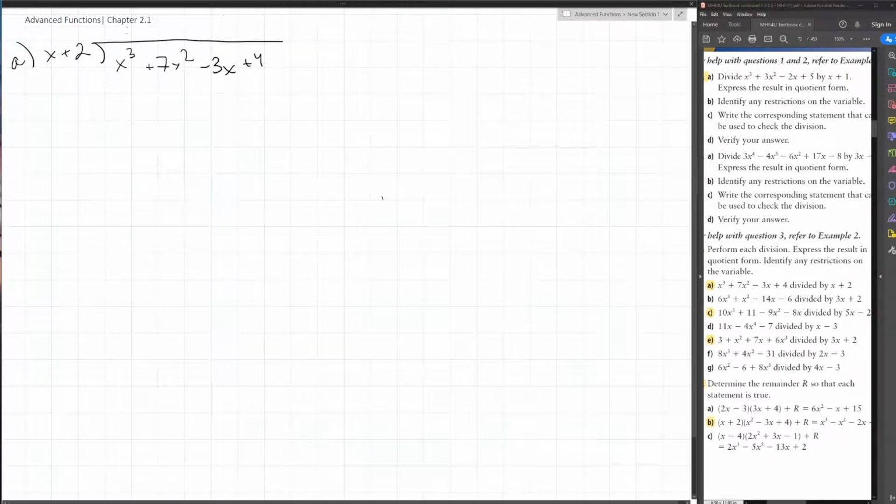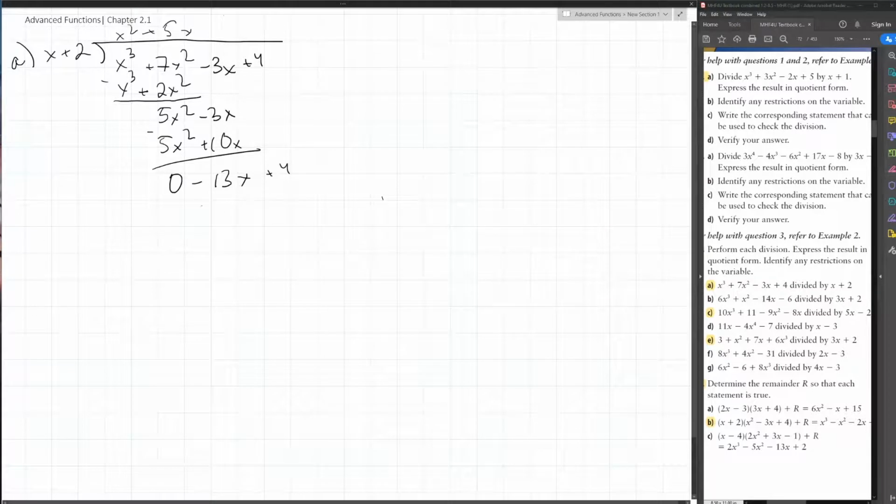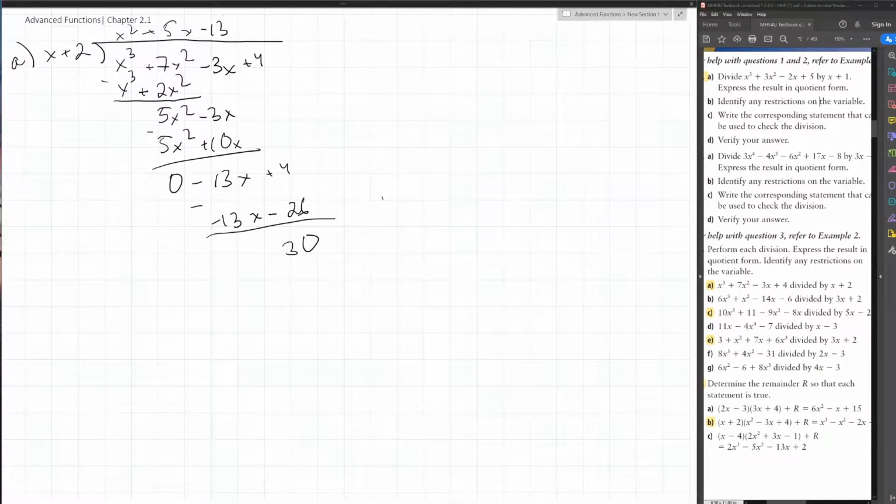How many times does x go into x cubed? x to the power of 2, easy. Minus x to the power of 3 plus 2x squared. I'm just going to run through this. You should know the steps by now, so I don't need to illustrate it in extreme detail. So this gives 5x squared. I'm not going to write the zeros because they are technically a waste of space. Bring down the term, 5x, so plus 5x, minus 5x squared minus 10x, 0, minus 13x plus 4. Minus negative 13x. This is minus 13. This is minus 26. So this is 30. So that is our answer for this question.